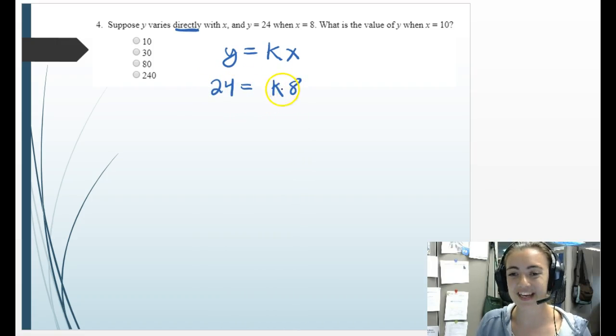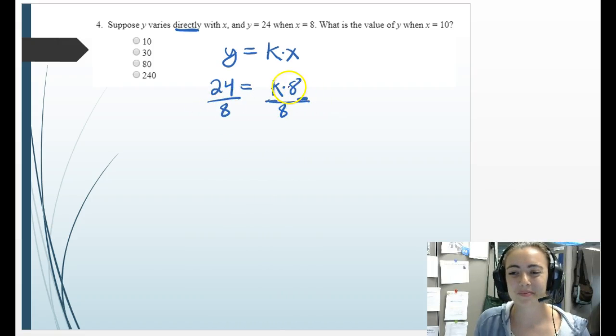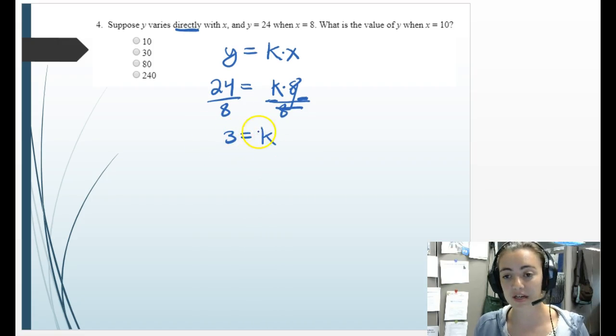We still don't know what k is, but we know enough algebra to solve for k. When two variables are next to each other, it means multiplication. So k times 8. What's the inverse of multiplying by 8? It would be dividing by 8. So 24 divided by 8 is 3. 8 divided by 8 is 1. So 3 is equal to k. So our constant of variation is 3.